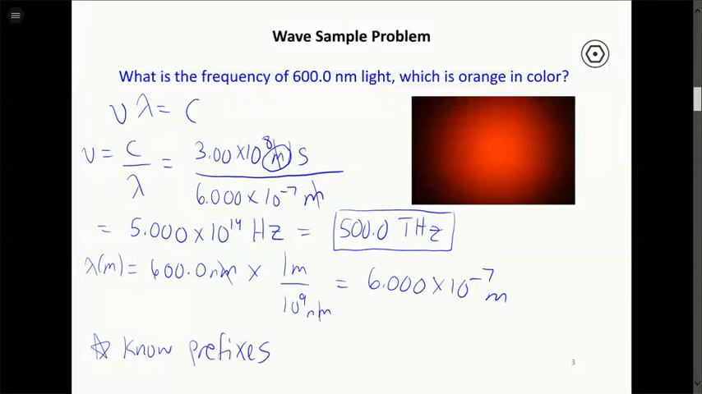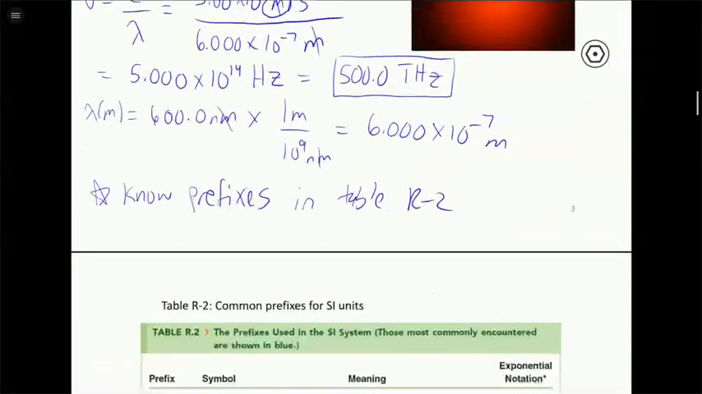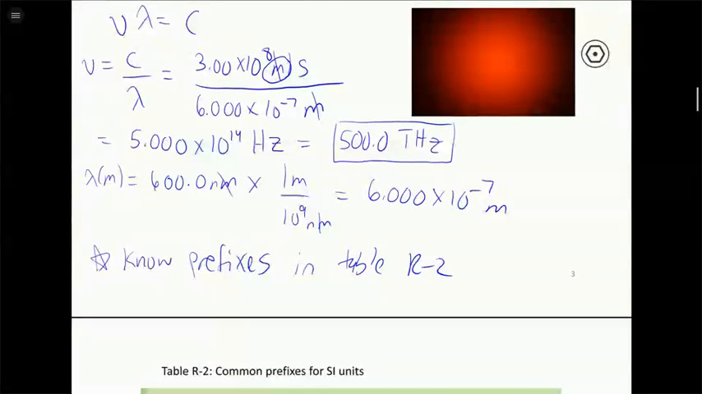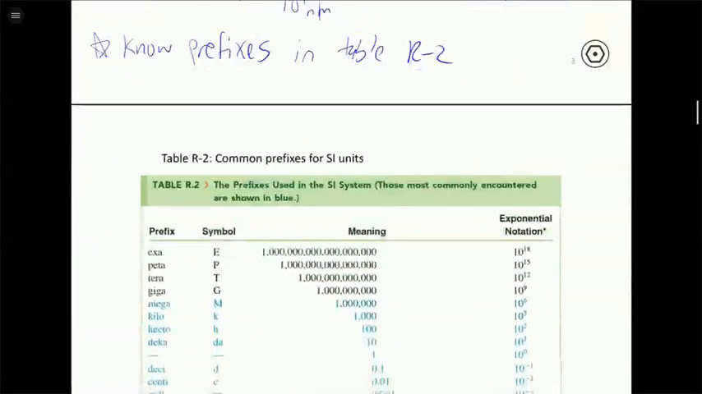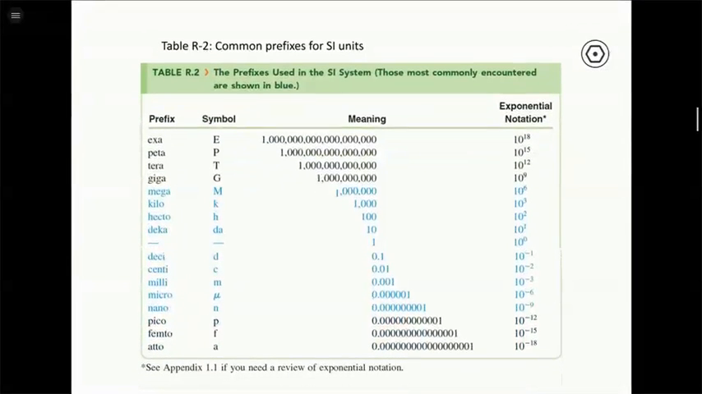Did I give that to you here? Yes, I did. Okay, so table R2 if you have the textbook, and for those of you that don't have the textbook, I reproduced it here.